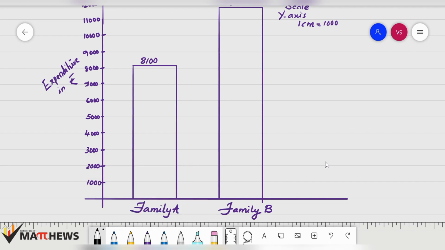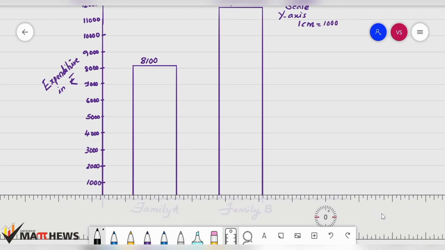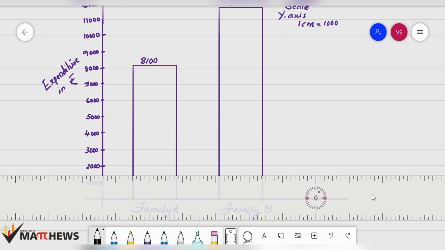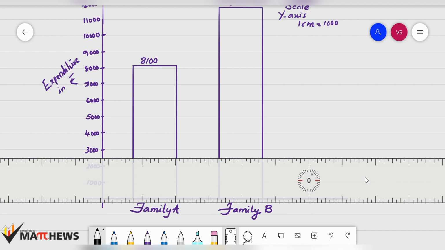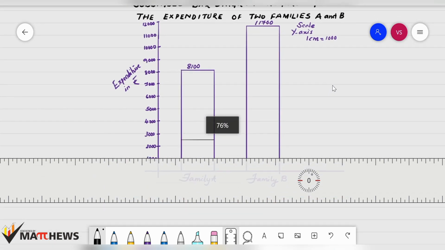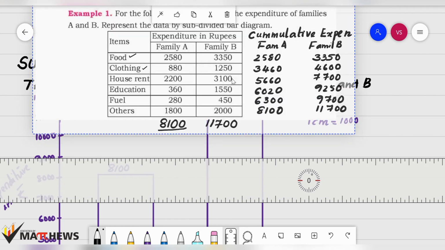Right, the first thing that we have to do is we have to take for family A. Family A, I will start from the bottom. It is 2,580. 2,580 will be somewhere here, students. Up to here, this is 2,580. The next, we need to do the marking for the clothing. How much is that clothing that we have it here, students? So here you can see very clearly the clothing is 3,460. We need to do the marking.